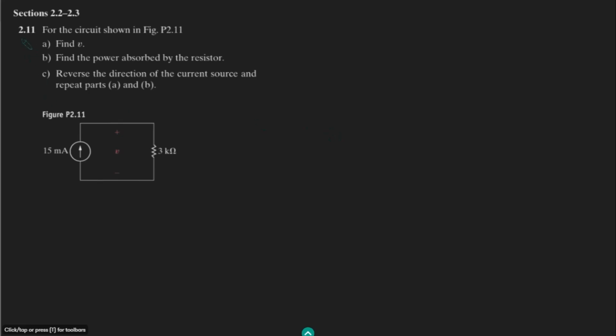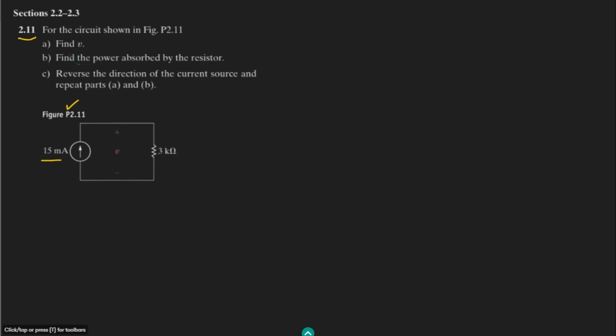Welcome back, guys. So this is question 2.11 of section 2.3, and the statement of this question is: for the circuit shown in figure P2.11. So this is P2.11, and this is the figure where we have this independent current source, this resistor, and this is the polarity of the voltage here.